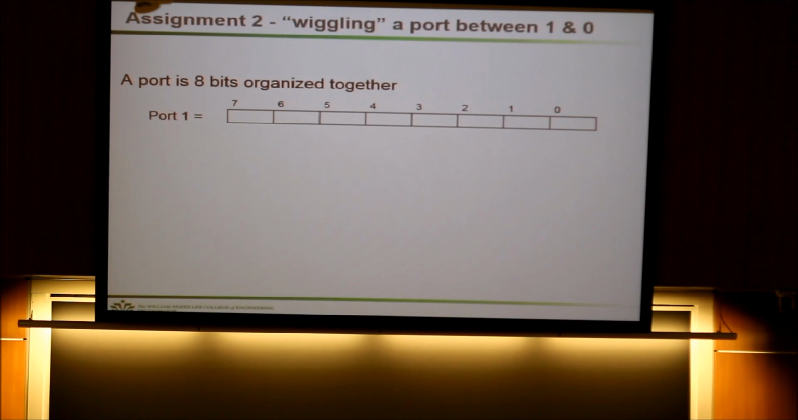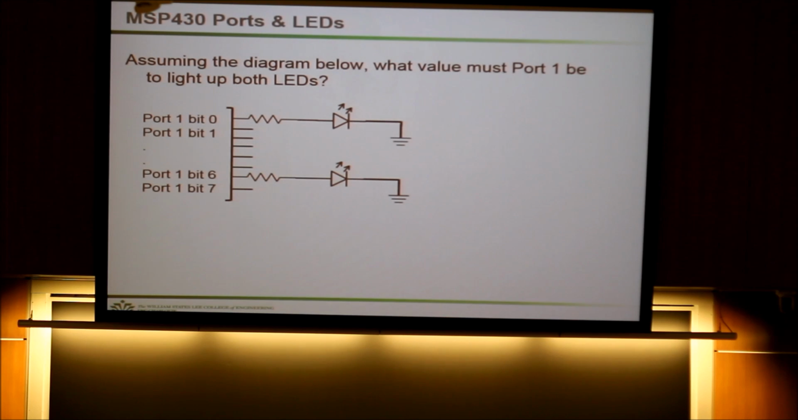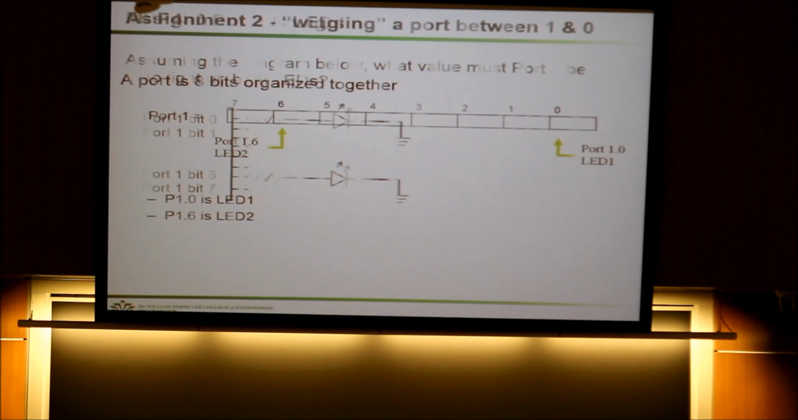So the main concept of assignment number 2 is that you're going to be wiggling the port with the 2 LEDs. So the 2 LEDs are LED 1 and LED 2. LED 1 is connected to port 1, bit 0, and LED 2 is connected to port 1, bit 6. So, as you can imagine, and this is kind of the picture of it, this is what the actual board would look like.